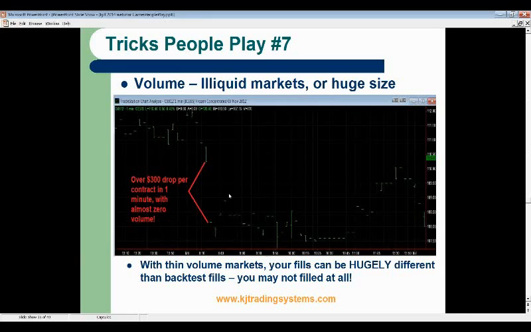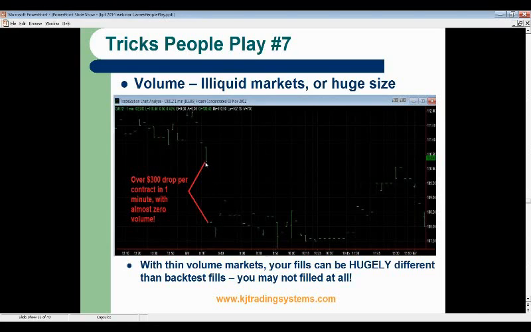All right, what's the next trick? Illiquid markets or huge size. There's two sides to this coin. Here's an example with orange juice. People know orange juice just isn't that liquid. There's not a lot of volume in it. Well, how can that screw you up? Well, check this out. This is at 8 in the morning. So this is right near the open of the orange juice market where the price dropped $300 per contract in 1 minute, and there was just about no volume.